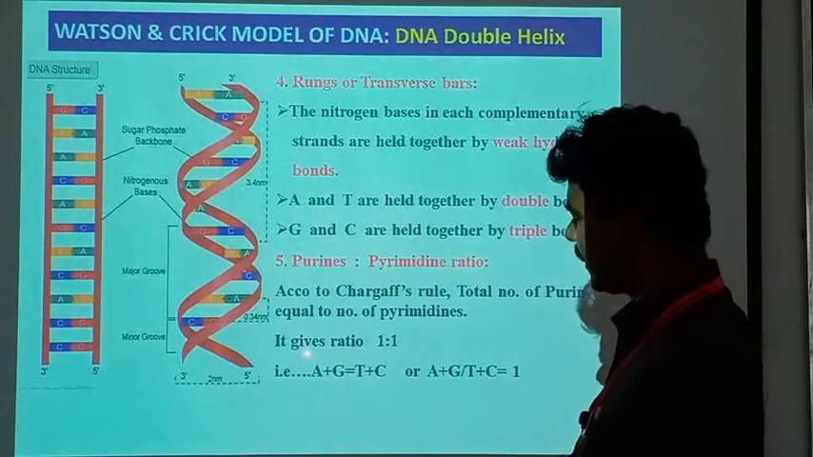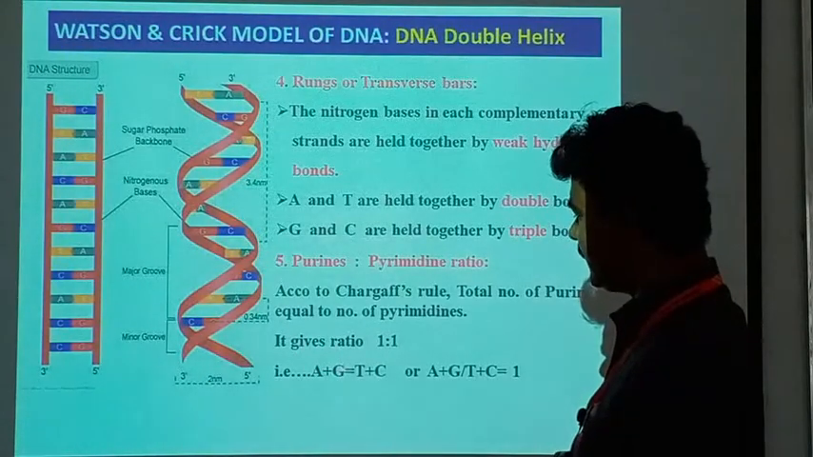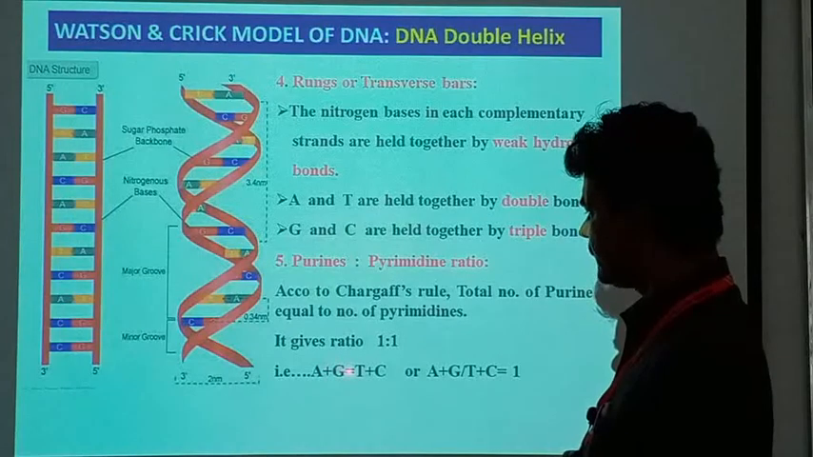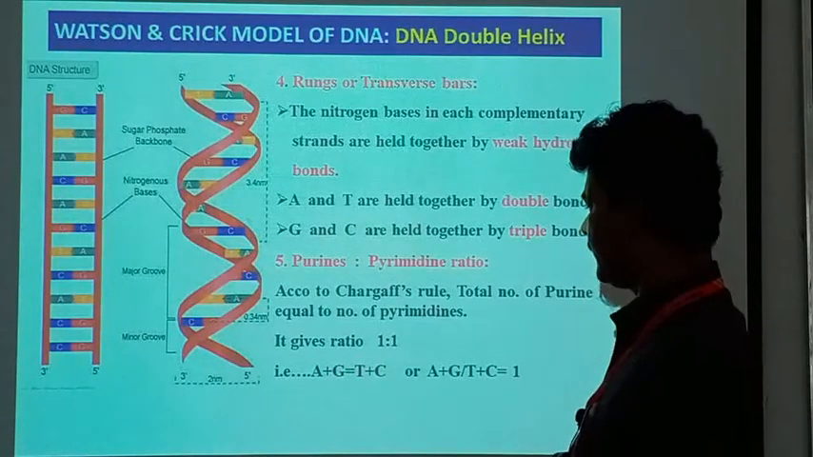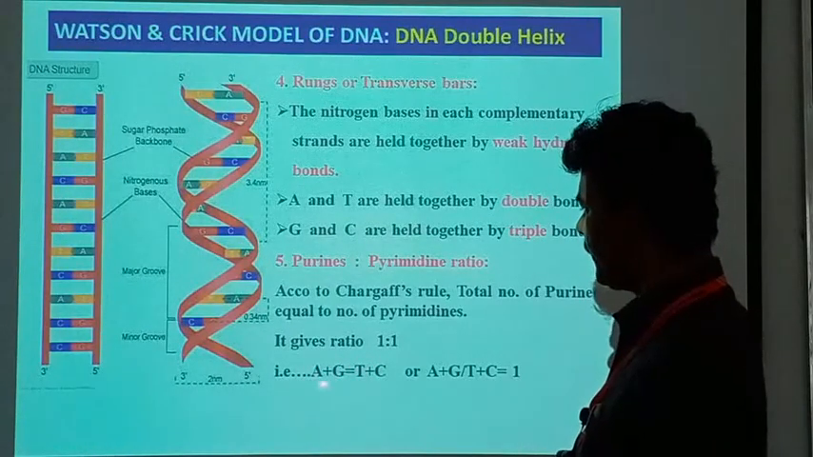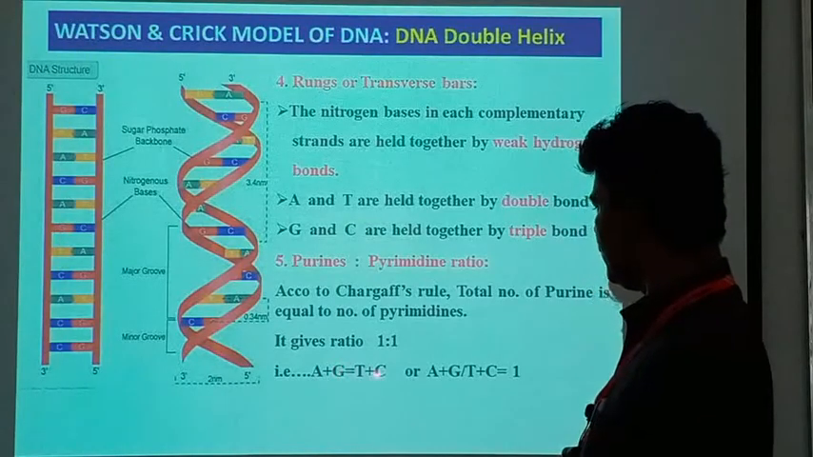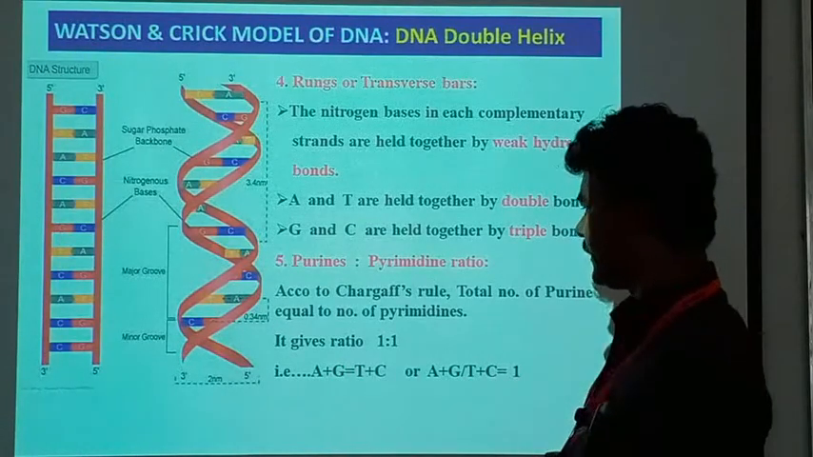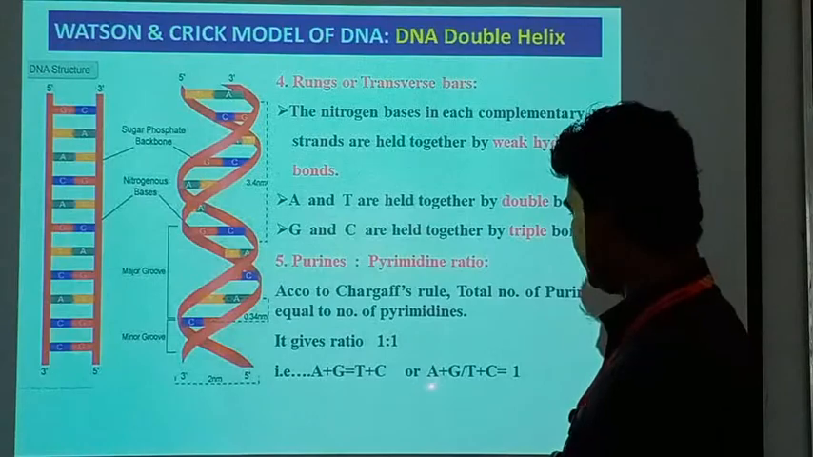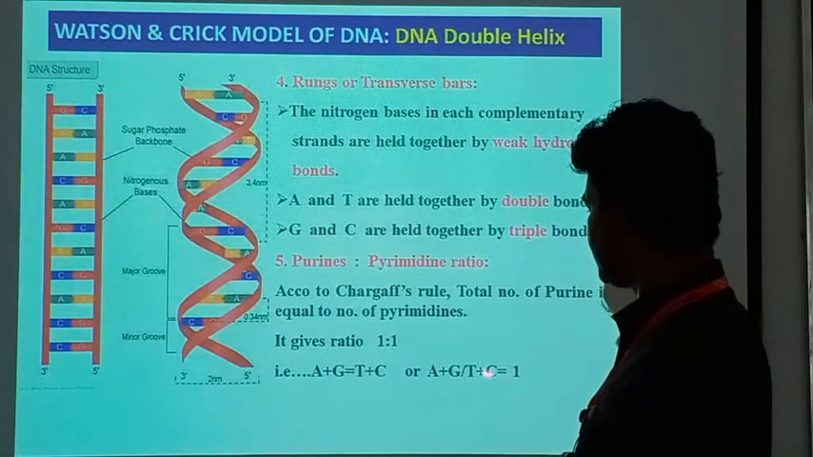And therefore, A plus G, that is adenine plus guanine, is always equal to T plus C. Means purine divided by pyrimidine is always equal to 1. Also we can explain it as A plus G divided by T plus C is equal to 1.